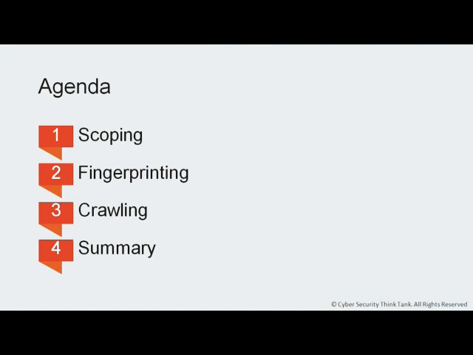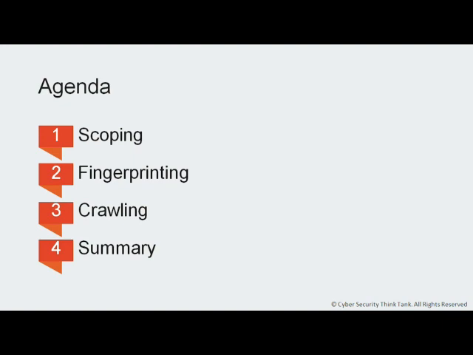The first step is scoping. Scoping means we need to enumerate our targets. We have different techniques we're going to show you. The second step is fingerprinting. Once we have the target list, we need to know exactly the details of those versions, the type of application behind. Is it PHP, ASP, web servers, IIS, Apache, Tomcat? We need to get that information.